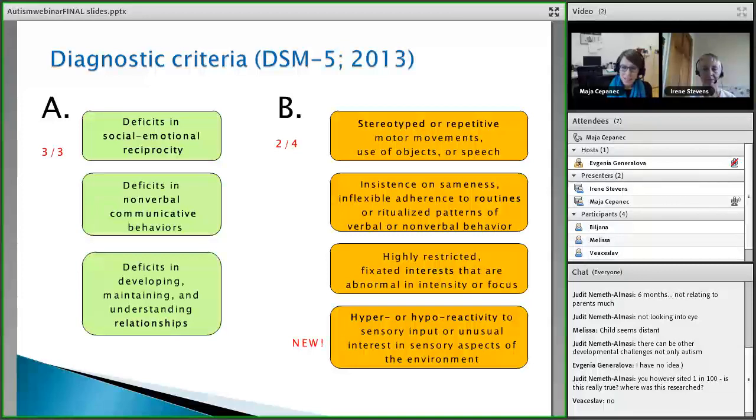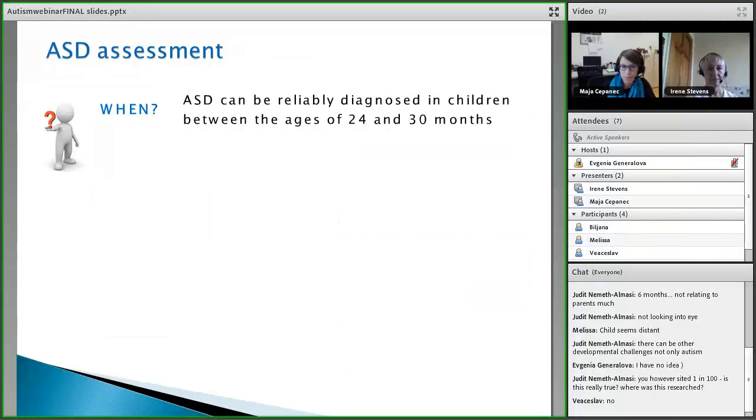And the new diagnostic criteria that entered DSM 3 years ago is something clinicians used to see often in children with ASD, is that they react in atypical ways sometimes, like hyper or hyperreactive to sensory input, or have unusual interest in sensory aspects of the environment. Sometimes children will smell things or react unpredictably to loud sounds or to some colors and something like that.